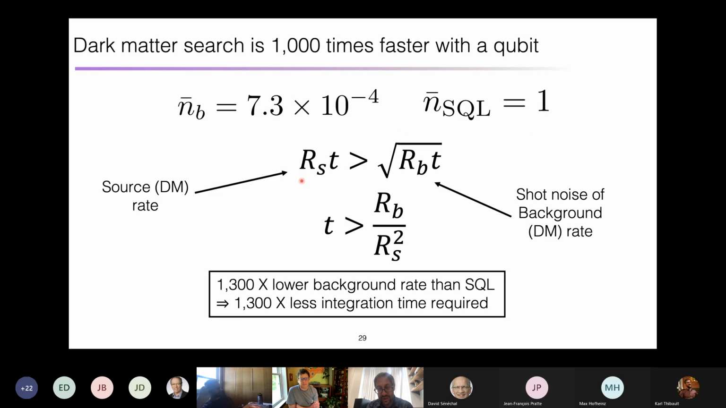The way to think about that is that if you have some source rate of photons coming in, and then there's a background rate, if the background rate is higher than the source rate, you need to make the source rate higher than the shot noise of your background. That's like the square root of the number, so you can solve for the amount of time it would take to do that. Basically, it's proportional to your background rate. So you just want to lower that background rate as much as you can. And in our case, this was our background rate compared to 1. So you just invert that, you get something like a factor of 1,000 faster.